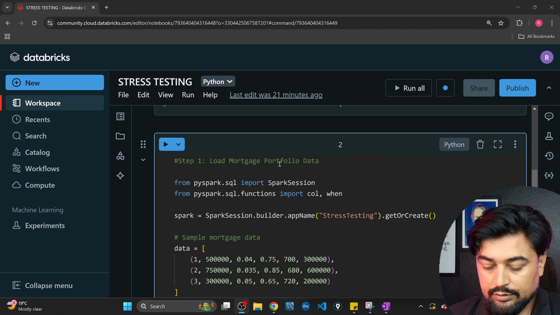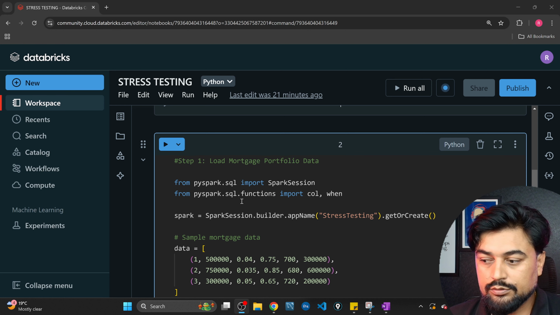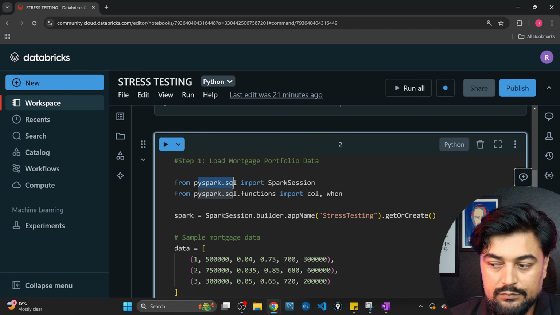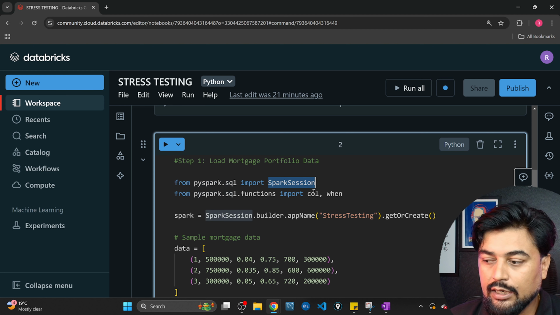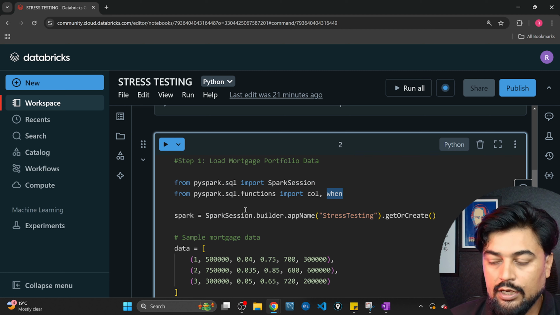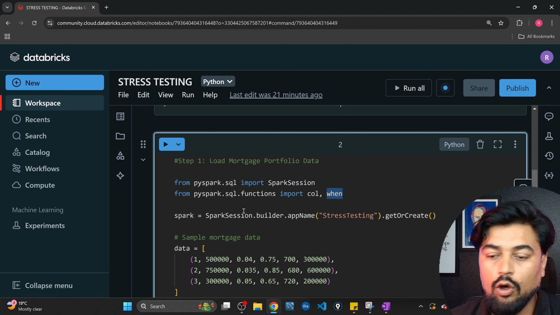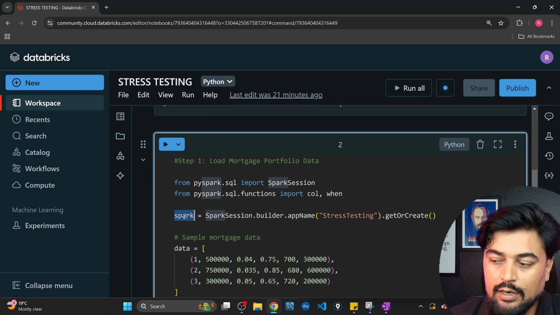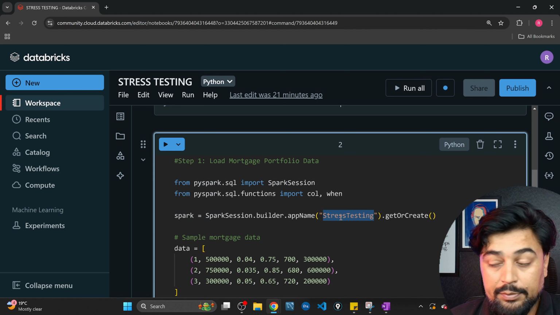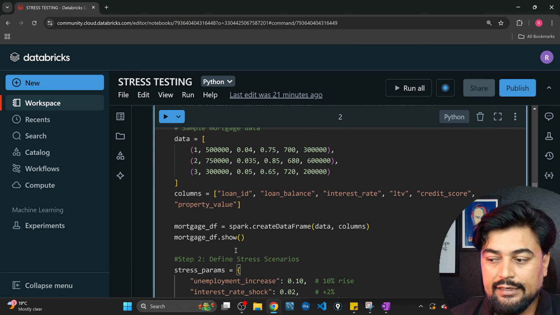So here step 1 is about just creating the data. What I'm doing is calling PySpark SQL and the Spark session and the col and when functions. You'll get to see why I'm calling all of them. Now, creating a Spark session, and the name of the session I'm keeping as stress test.